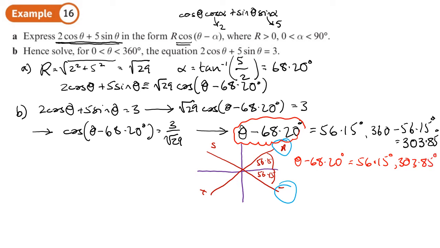303.85. So if I want to work out theta, I'm going to have to add 68.2 to both of those. So 56.15 plus 68.2 gives me 124.35. And if I add 68.2 to the 303.85, 303.85 plus 68.2, I get 372.05.